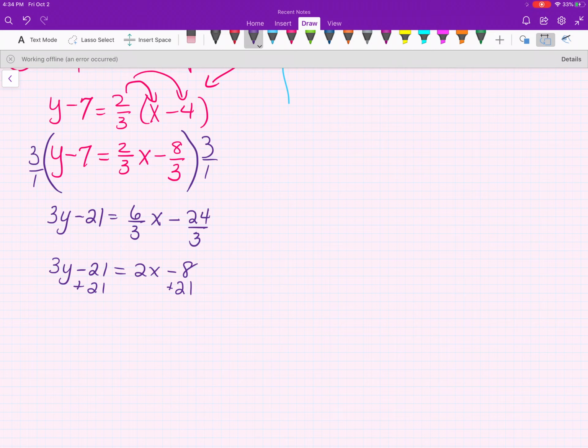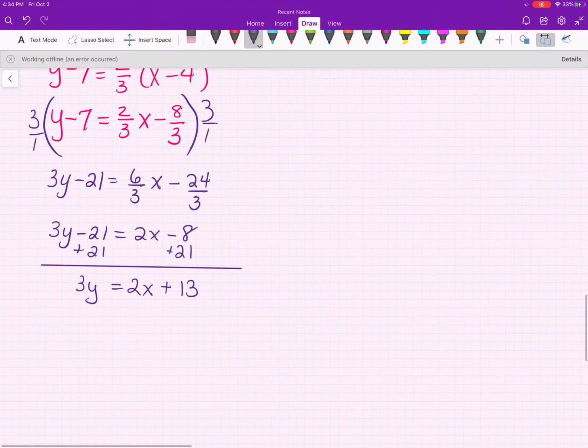Keep in mind where we are. Why am I getting a different answer? Oh, because I'm not looking at it correctly. 3y equals 2x, and 21 minus 8 is 13. Okay? Oh, I wrote 3, not 13. You got to be careful of that. All right, still not done.